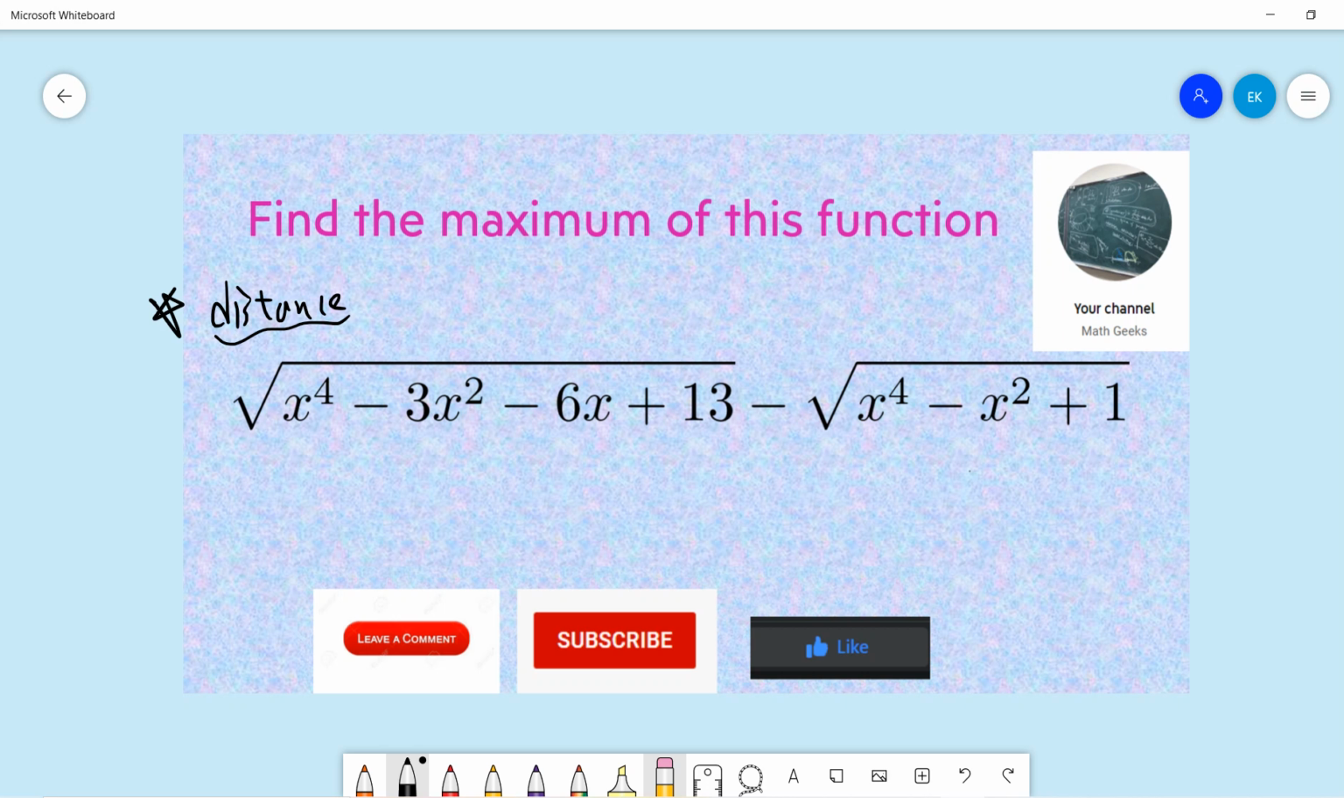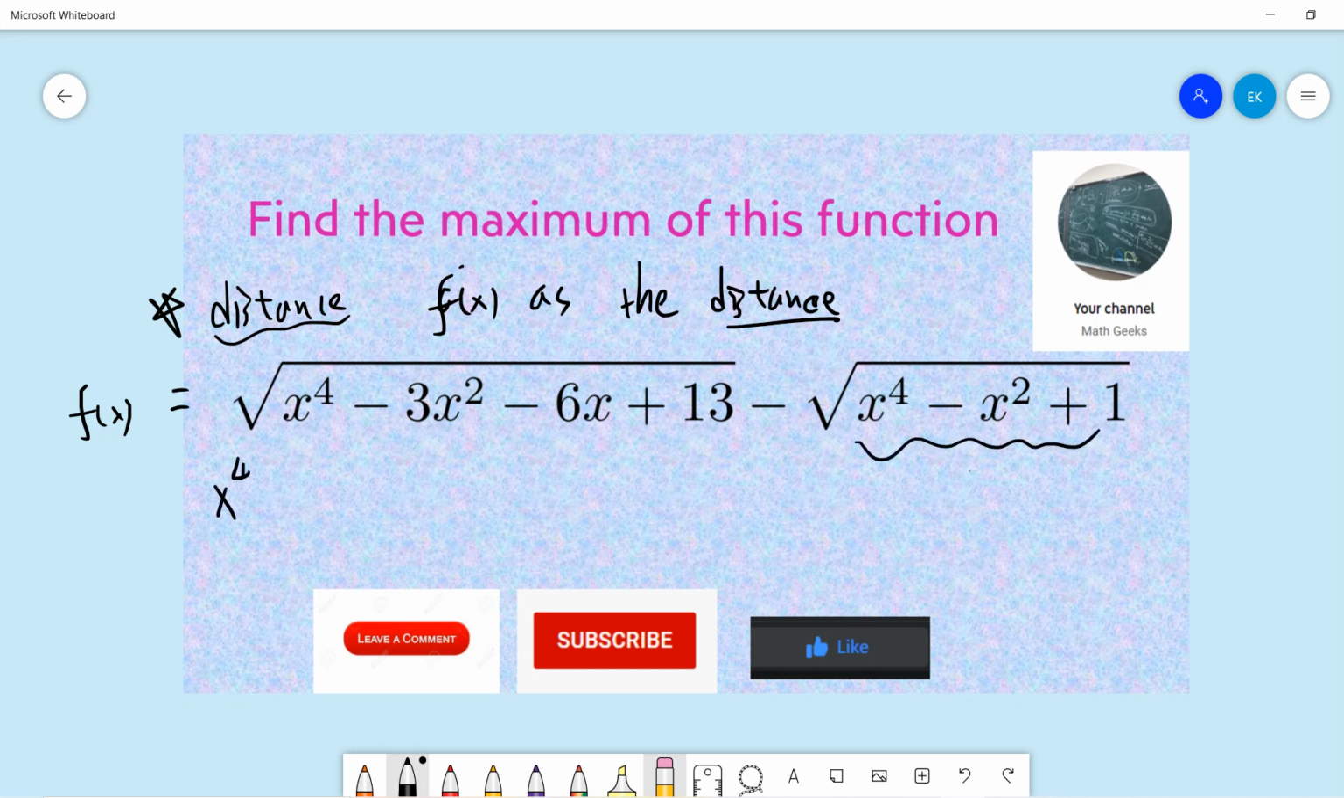Because this Euclidean distance contains some squares, you need to change f of x into a distance function, right? So let's focus on this part. The first part is this.